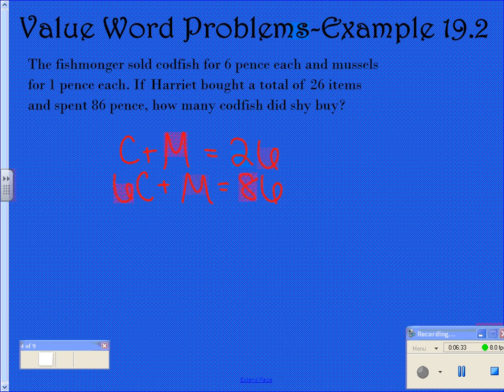What would you do to solve? You do what? Make this negative? Make this one negative? Put a negative sign in front of each term? Okay. What would you get? You agree? So C would equal what? You agree with that? So C equals 12. How many mussels would we have? How'd you get that? 12 plus 14 has to be 26. Any questions on that one?